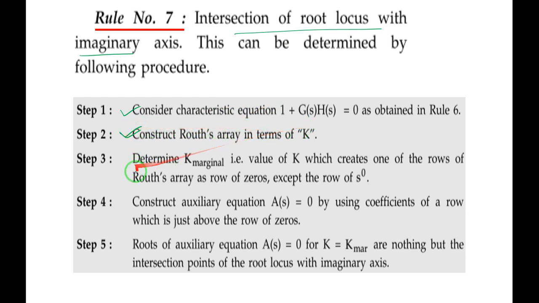Construct the array in terms of k and determine the k marginal value. How to determine the k marginal value? One of the rows should become entirely zeros. So you substitute the value of k in such a way that one of the rows becomes 0, except the s power 0 row, which is a constant. That is the marginal value of k, which creates one row of zeros.